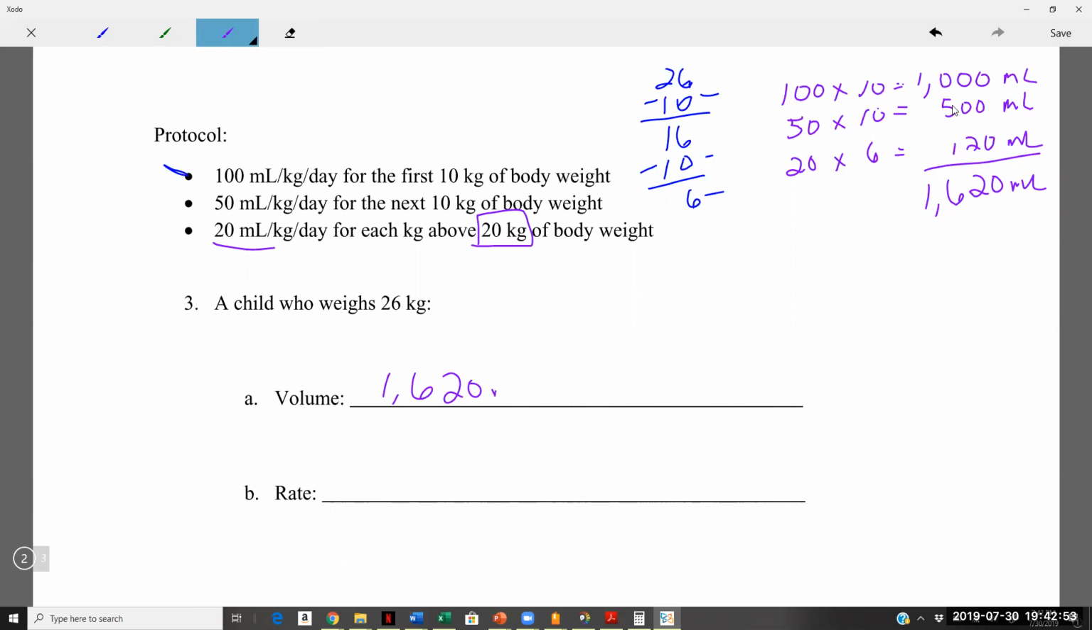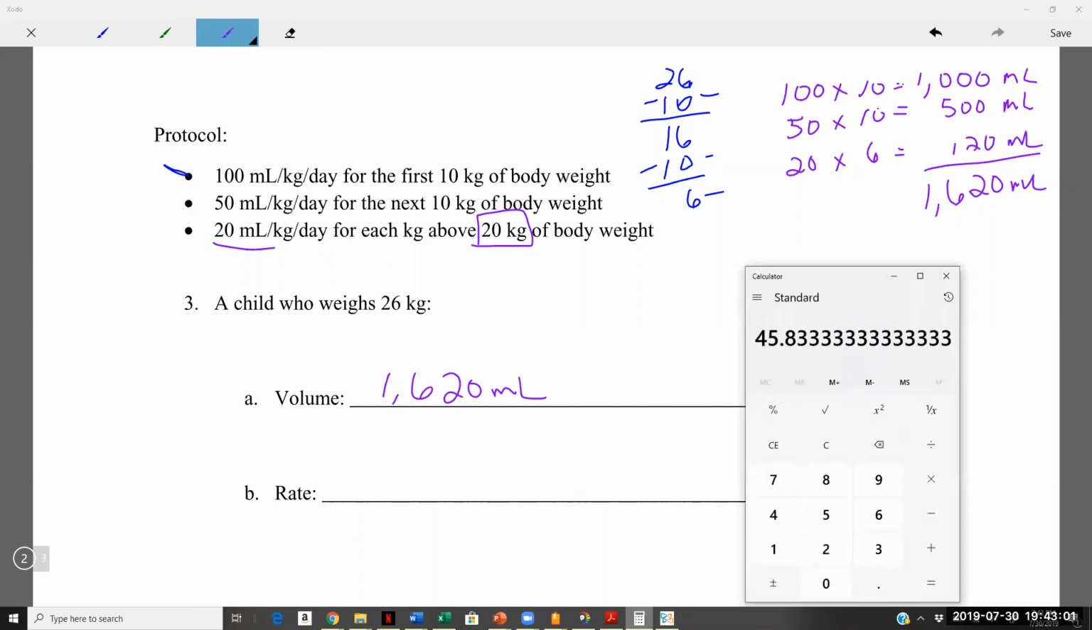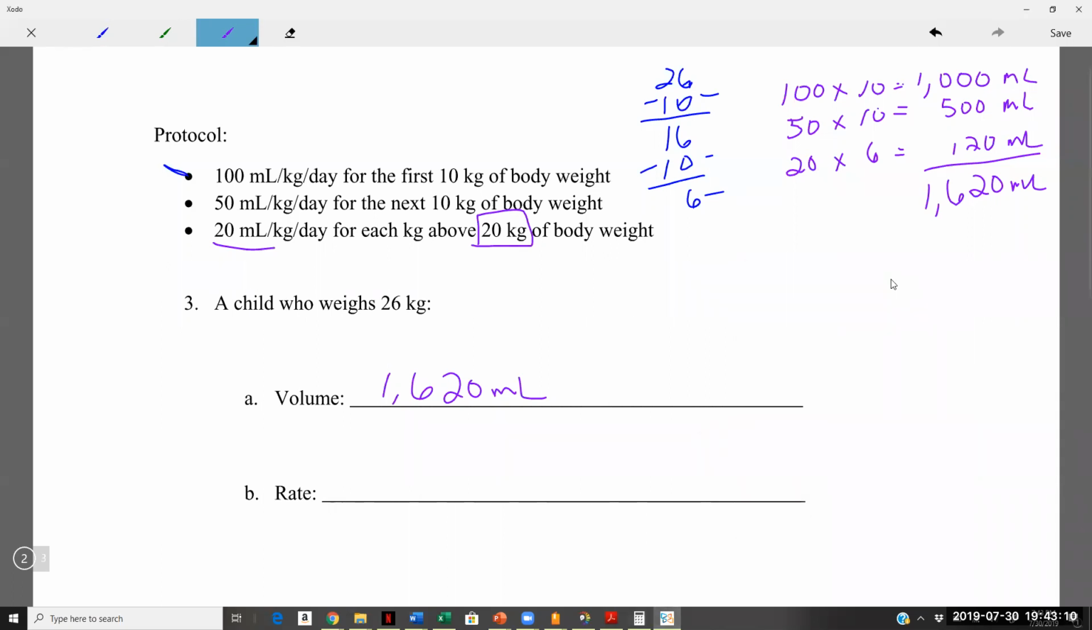1,620 milliliters. And again, this is for the entire day. So the rate I need to figure out per hour. So I'm going to take my 1,620 milliliters. I'm going to divide it by 24 hours in a day, and I get 67.5. And again, I'm going to leave that rounded to the nearest tenth because it's a pediatric patient. So it's 67.5 milliliters per hour.